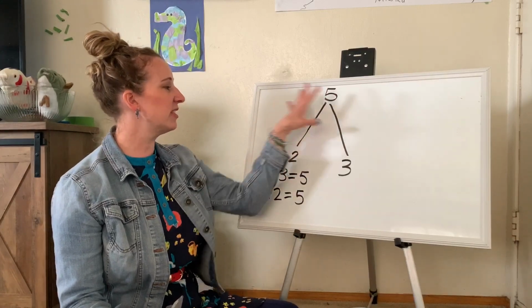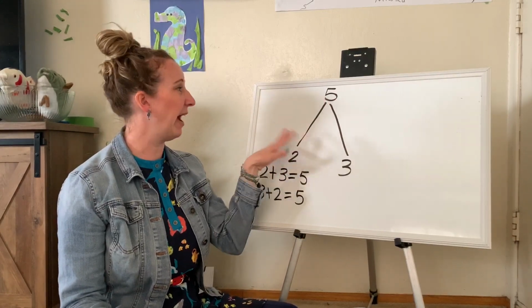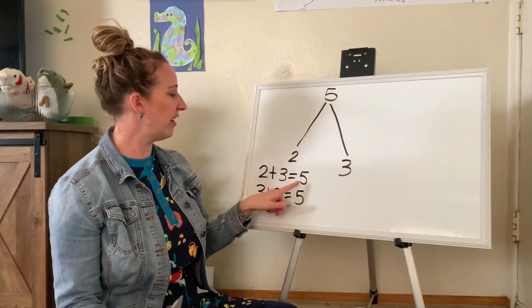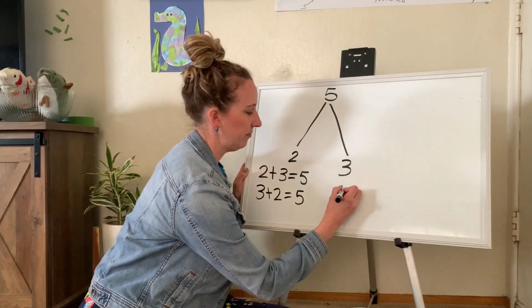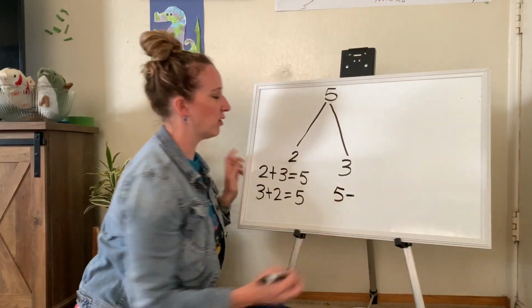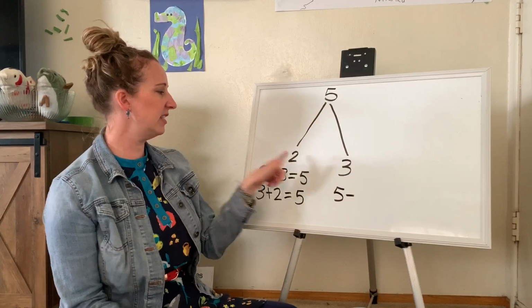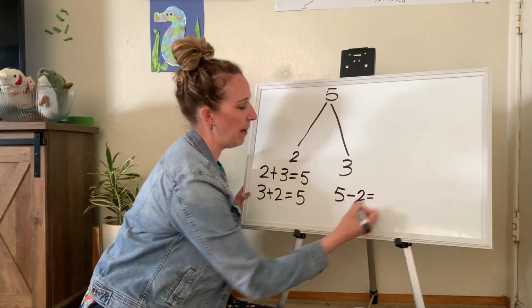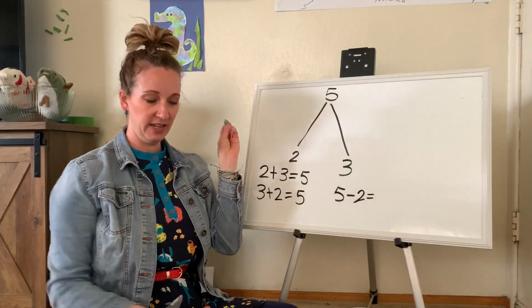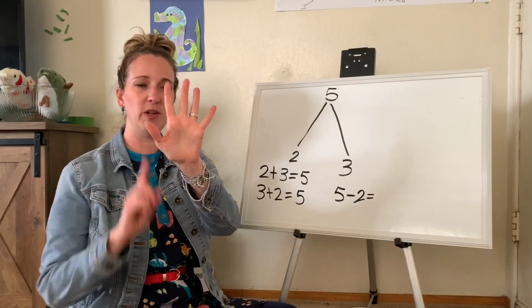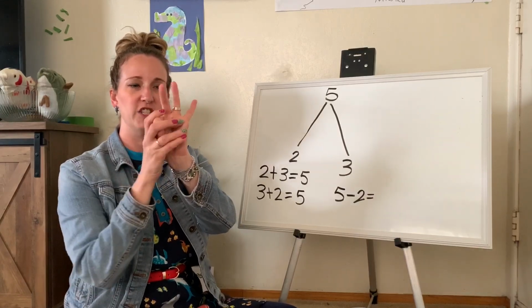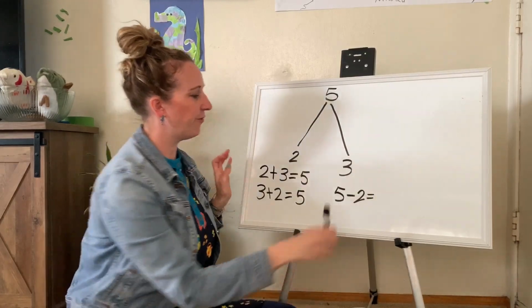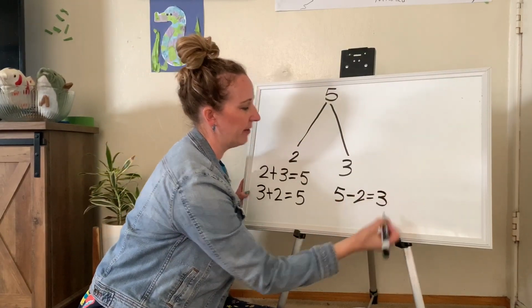Now we can also use this math mountain and these math facts, or these numbers, to subtract. So we're going to take our answer here, 5, and we're going to subtract one of these numbers. Let's start with 2. 5 minus 2. Now remember, minus means to take away. So we're going to start with 5, and I'm going to put down 2 fingers. So 1, 2. How many do I have left? 1, 2, 3. So 5 minus 2 equals 3.